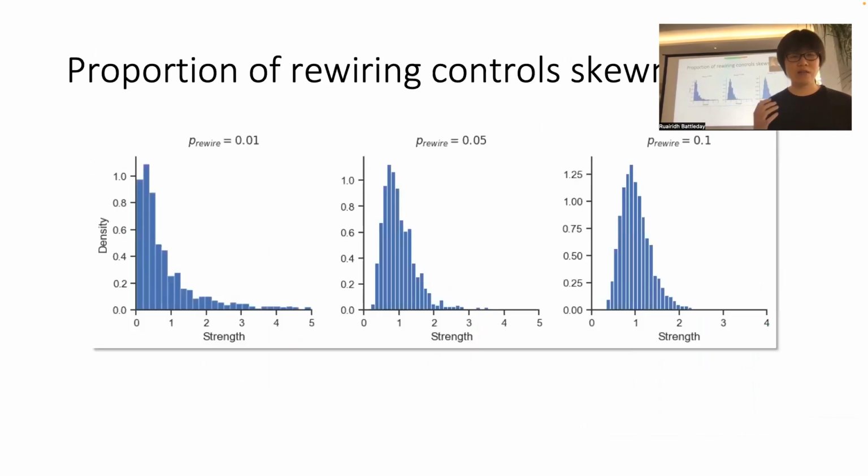In addition, we found the proportion of adaptive rewiring can control the skewness of the strength distribution. Here P rewire represents the probability to do adaptive rewiring at each step. So with probability P rewire, we do adaptive rewiring, and with 1 minus P rewire, we do adaptive reweighting. So you can see when the proportion of adaptive rewiring increases, the strength distribution becomes less right-skewed.